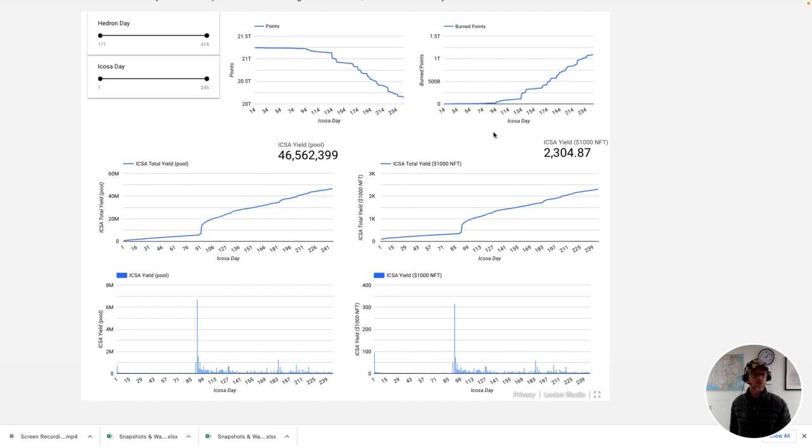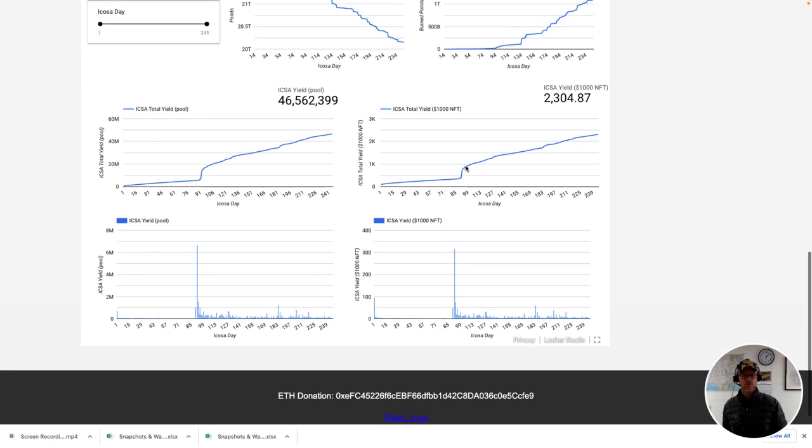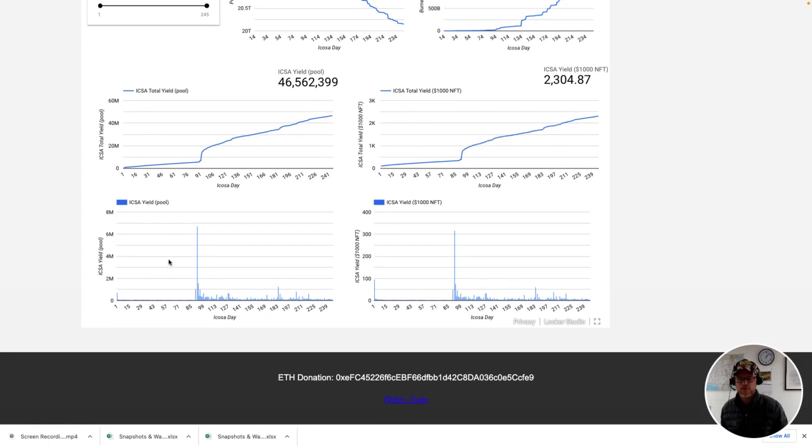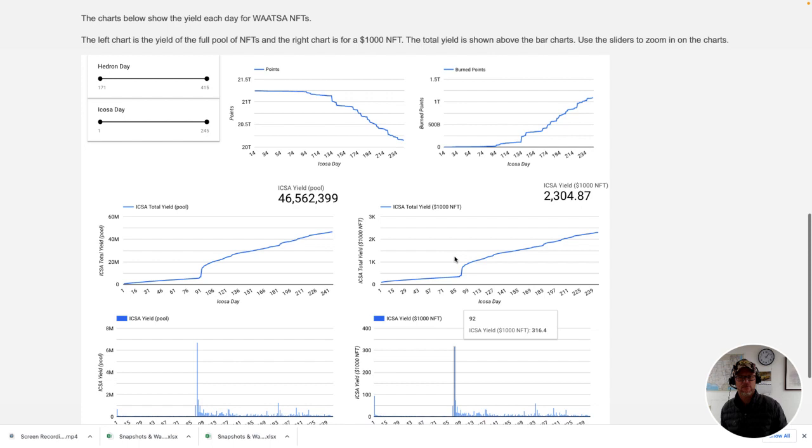And the ICOSA yield pool, ICOSA total yield. Oh, this is for a $1,000 NFT. And I don't quite understand that, but you guys probably do. And then this is the yield going to the pool in a graph. And for a $1,000 NFT.